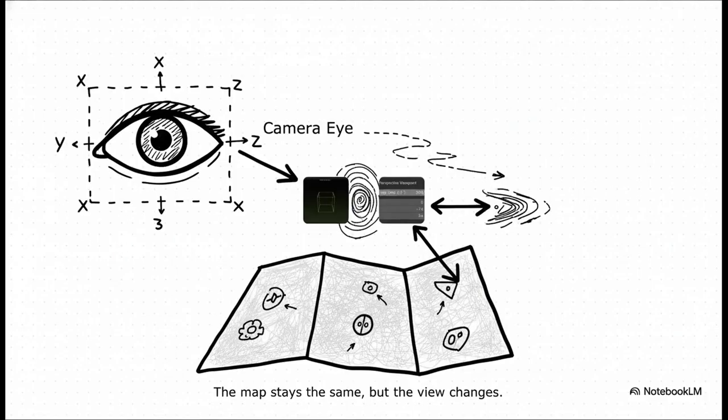So here's the crucial point. Our camera eye isn't infinitely far away. It has a specific location in space, coordinates. And what that means is if we change our position, the cube's appearance completely changes with it. The underlying reality, that map, it stays the same, but our view of it is totally dependent on where we are.